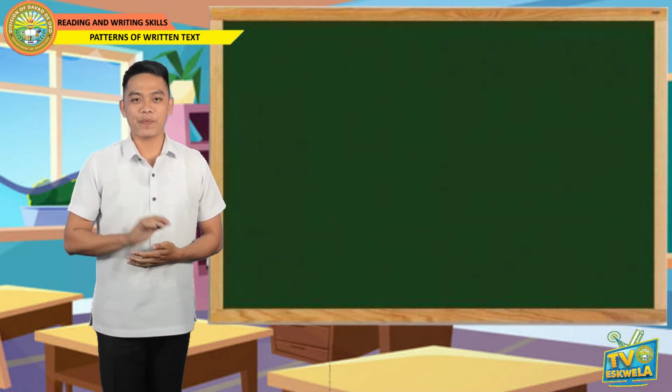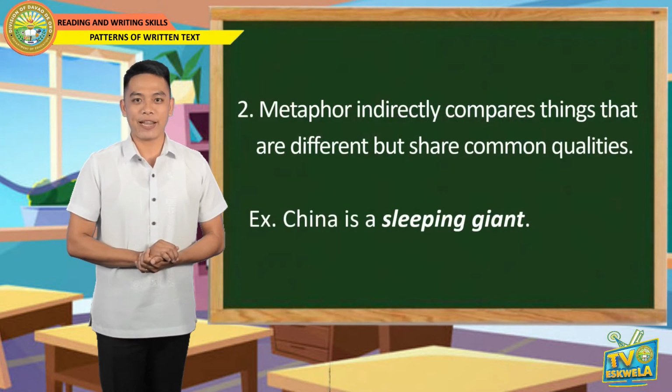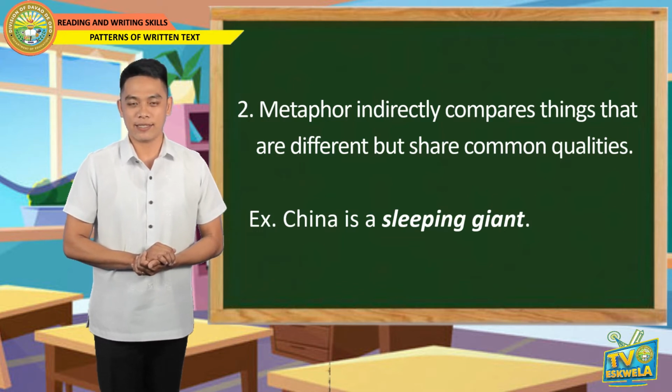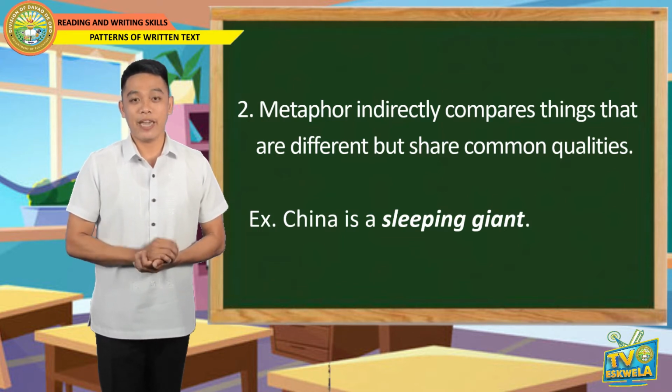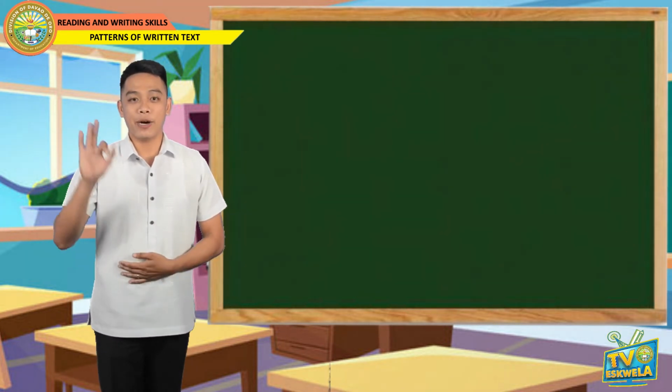Number 2. Metaphor. Metaphor indirectly compares things that are different but share common qualities. Example: China is a sleeping giant. Number 3.